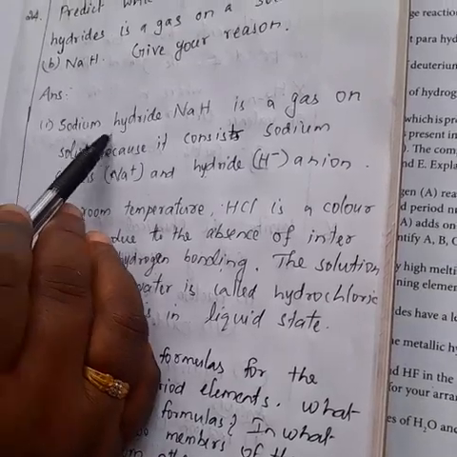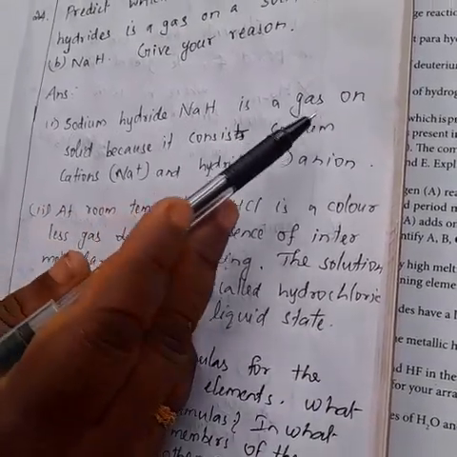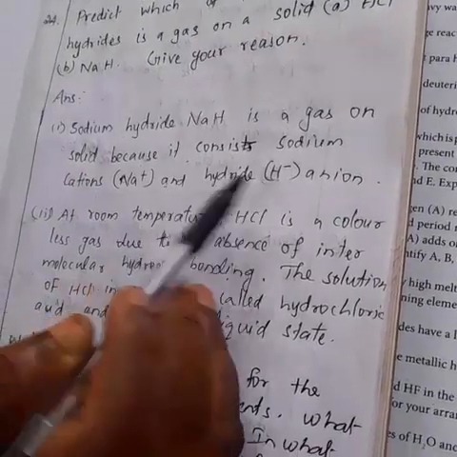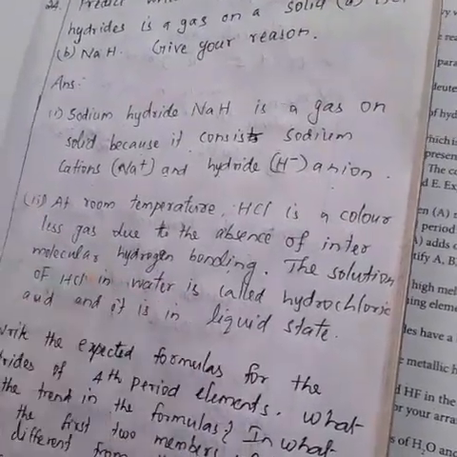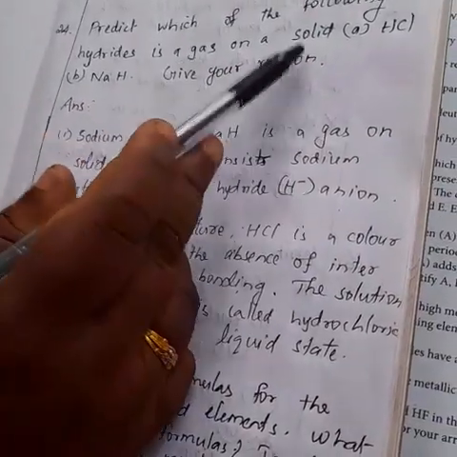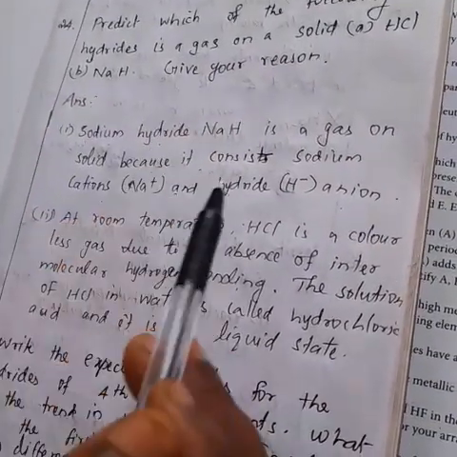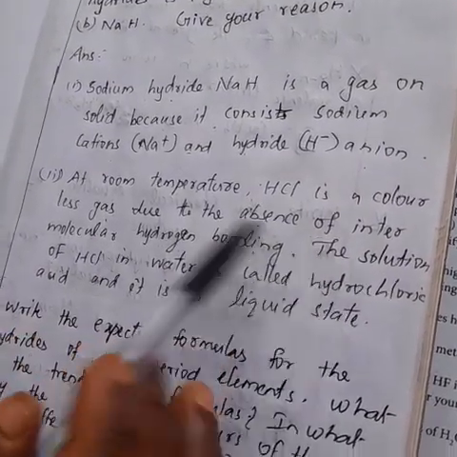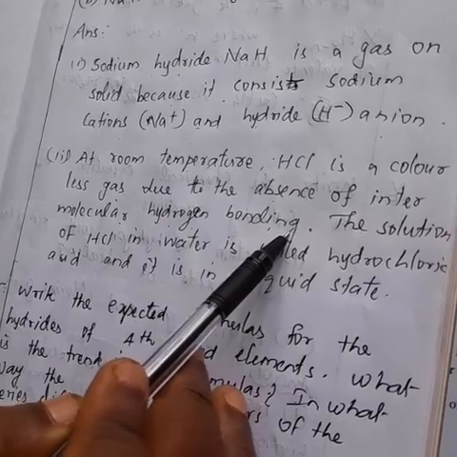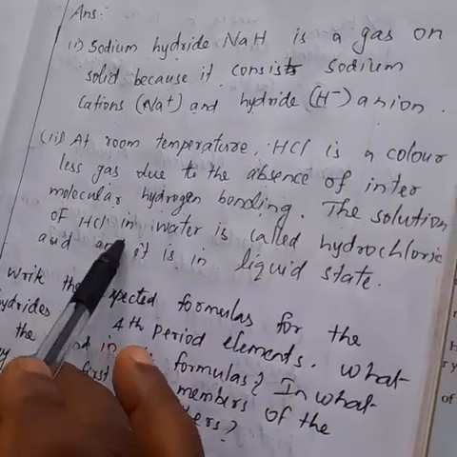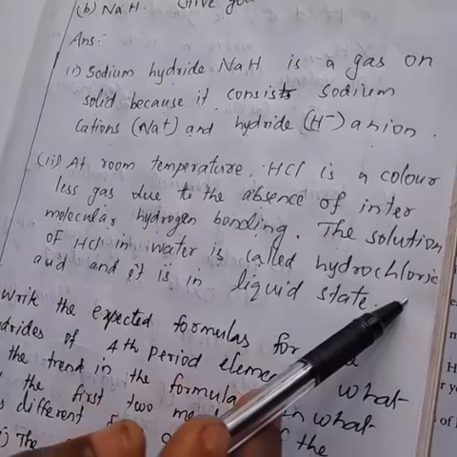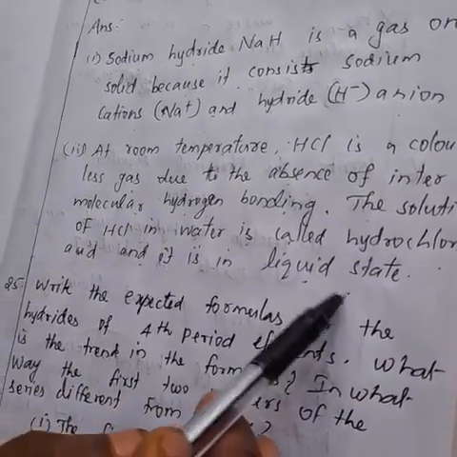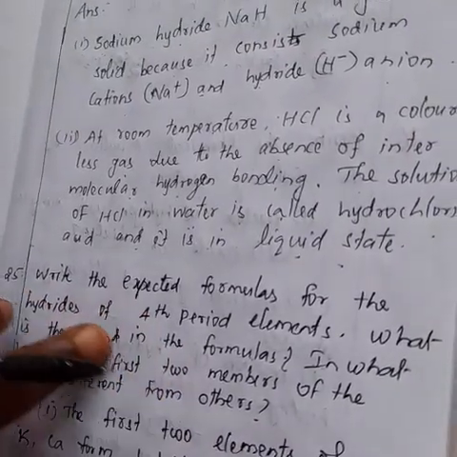Answer. Point number 1, sodium hydride, NaH, is a gas or solid because it consists of sodium cations and hydride anions. Okay, so which one is the gas or solid? Sodium hydride. Understood? At room temperature, HCl is a colorless gas due to the absence of intermolecular hydrogen bonding. The solution of HCl in water is called hydrochloric acid and it is in liquid state. Okay. You have to write in your classwork note.